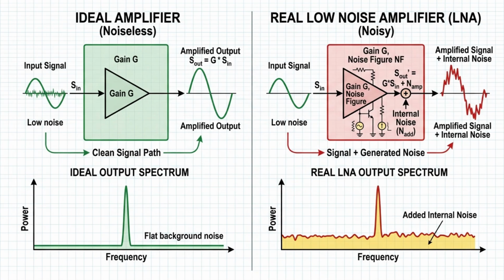Amplifiers are designed to make signals stronger. But there's a problem. They don't just amplify the signal. They also generate their own noise. So why does an amplifier add noise instead of simply increasing the signal?